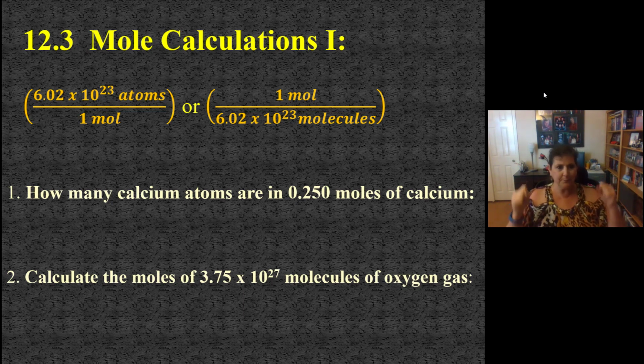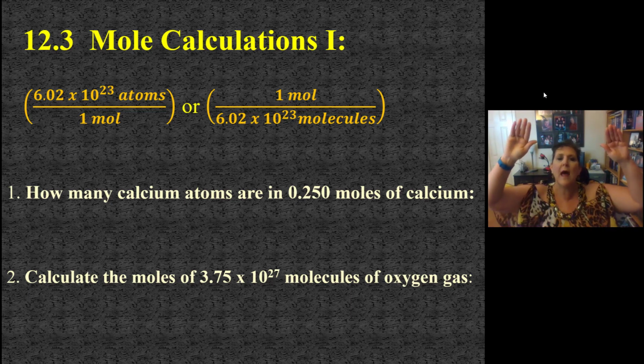So let's look at number 1. How many calcium atoms are in 0.250 moles of calcium? So if it was 1 mole, I could answer it. I would know there's 6.02 times 10 to the 23rd atoms in a mole, but I don't have 1 mole. I have 0.250 moles. So we're going to start with that, 0.250 moles.